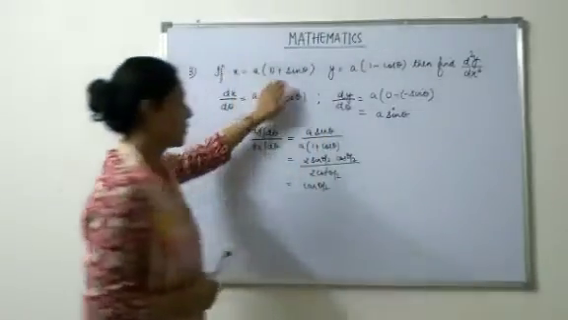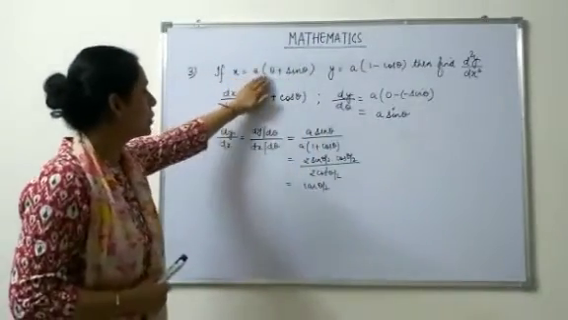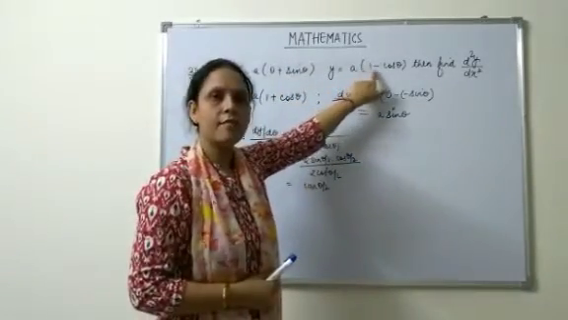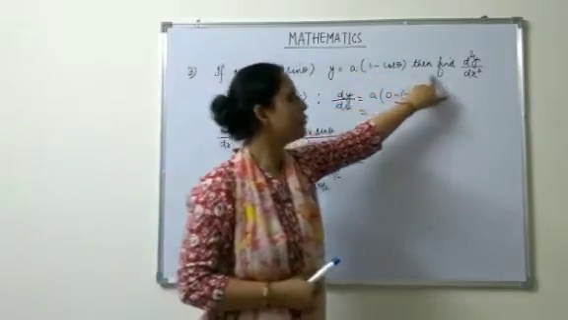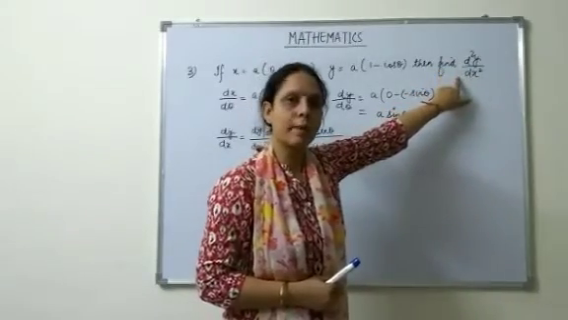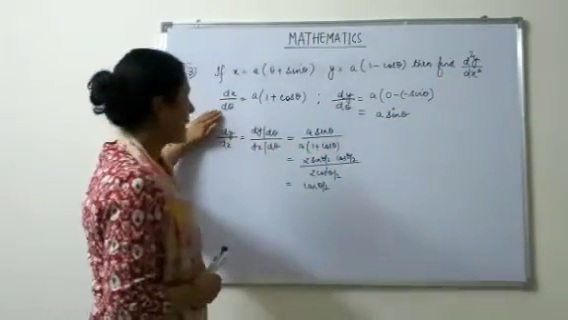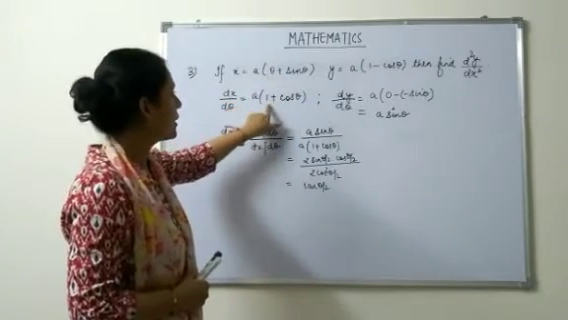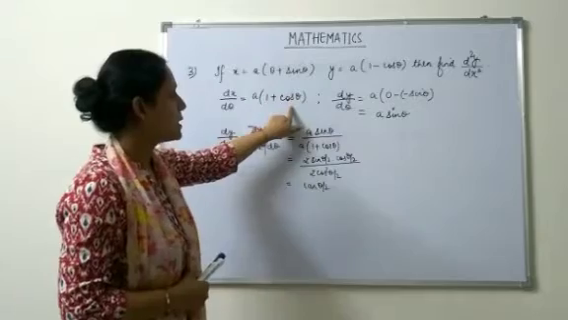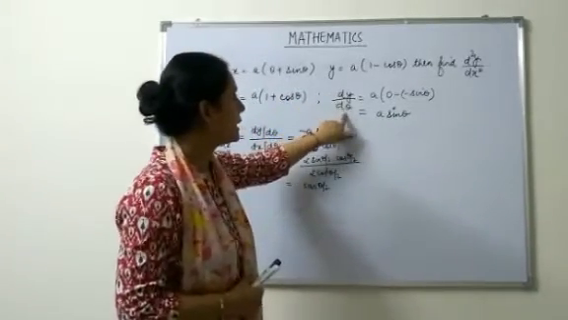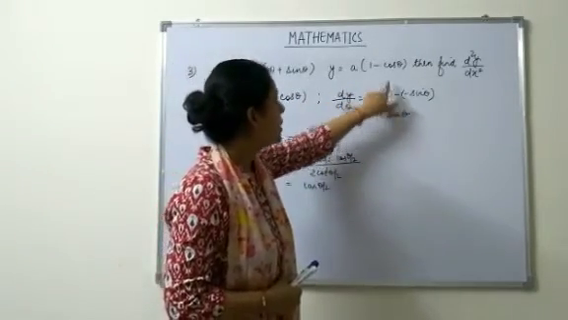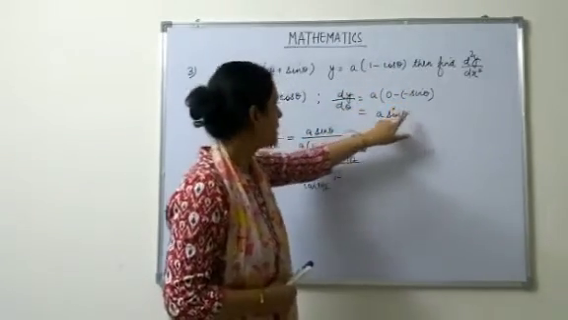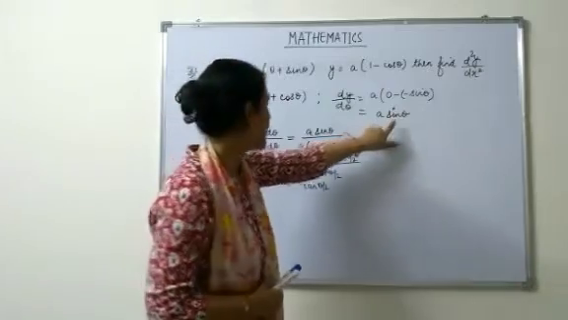We have another form of equations. If x is equal to a(theta plus sine theta), y is equal to a(1 minus cos theta), then we have to find out the double derivative d2y by dx2. In this case, dx by d theta will be equal to a(1 plus cos theta), since the derivative of theta is 1, and the derivative of sine theta is cos theta. Similarly, dy by d theta will be a(0 plus sin theta), because the derivative of 1 is 0, and the derivative of cos theta is minus sin theta, so we get a sine theta.